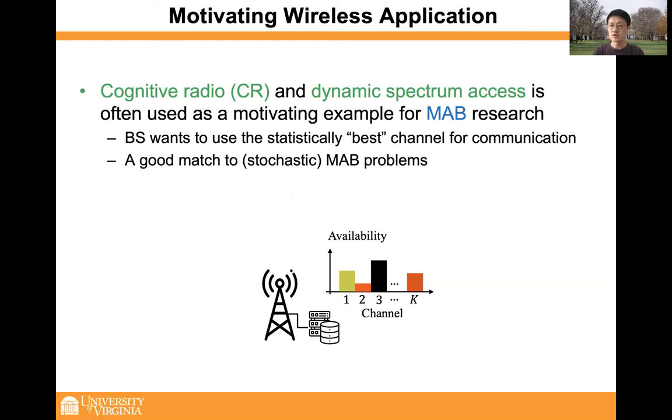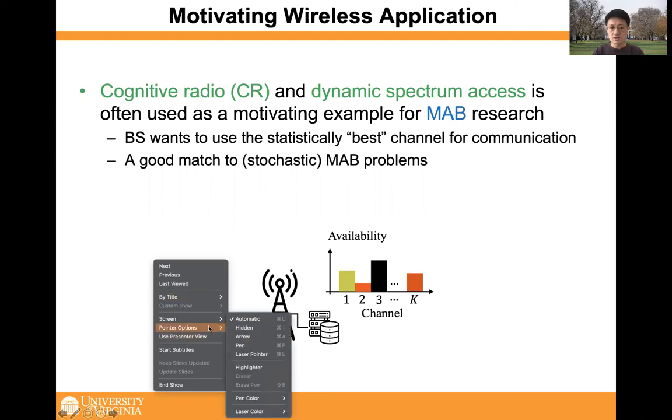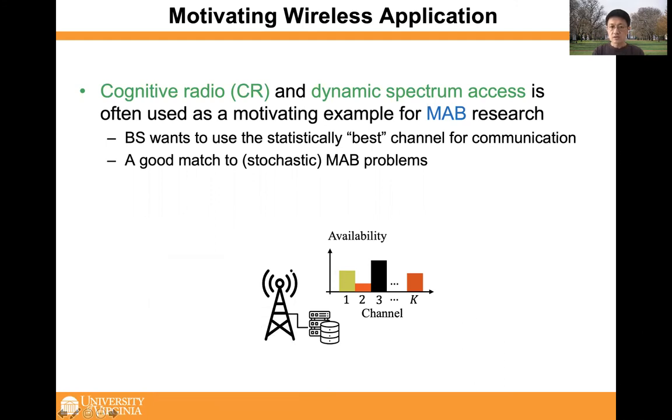This is assuming you are fixed to just using one channel, let's say you're trying to do broadcasting or something like that. So this is really what the base station can do at its best. On the other hand, this knowledge is often not known by the base station. So it has to find out through exploration and exploitation. This is why it's a good match to the stochastic multi-armed bandit problems. So this is the first application that matches wireless channel selection to multi-armed bandits.